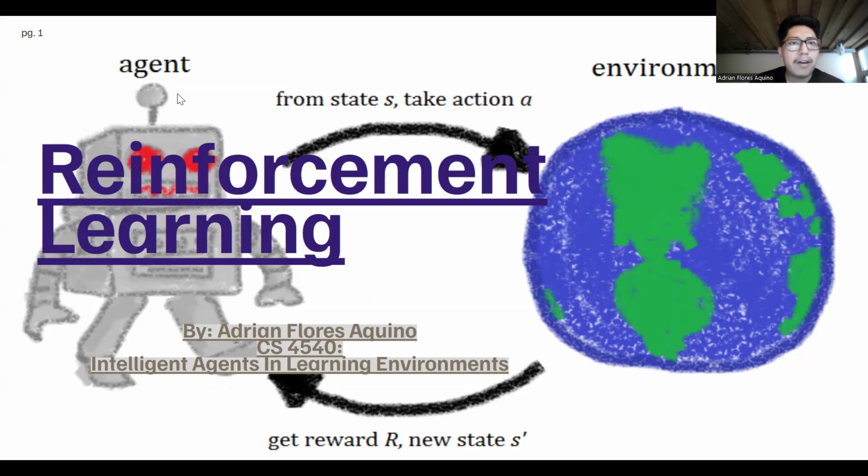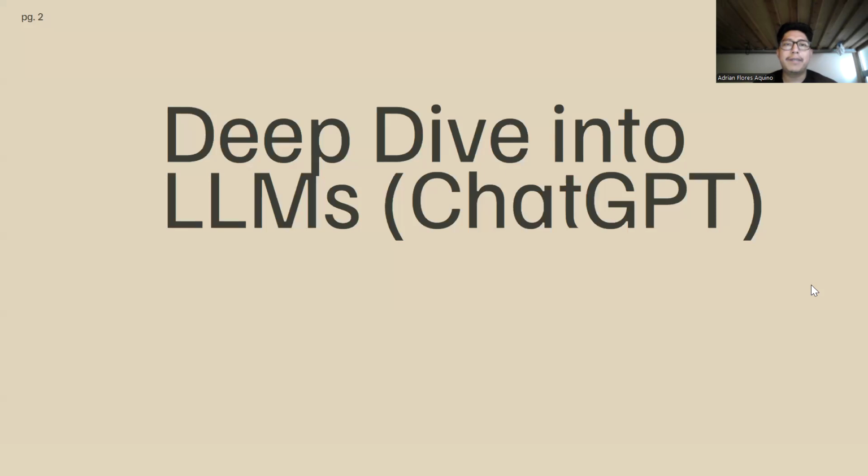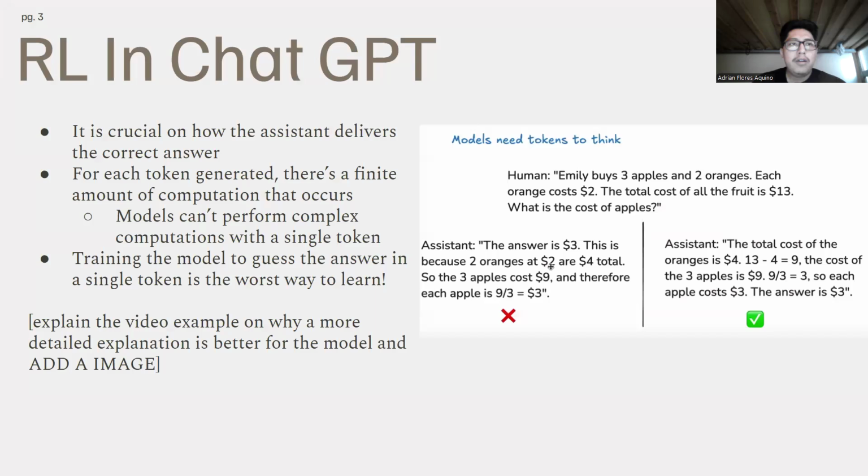As you can see in the background, it's the little agent taking real world prompts and then getting a reward for it. By reward, I'll get into it a little more in the slides, and what that actually means. So let's deep dive into large language models, also known as ChatGPT, and how it is used for that.